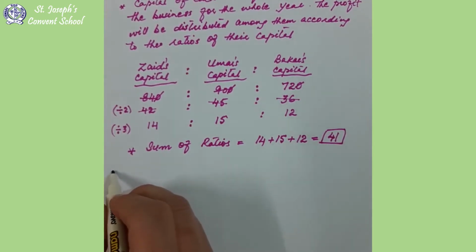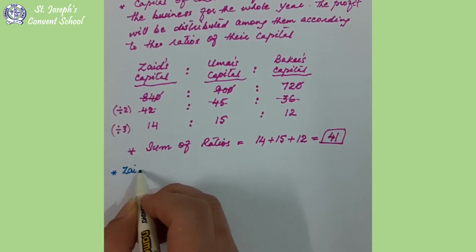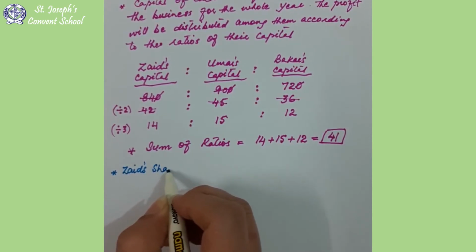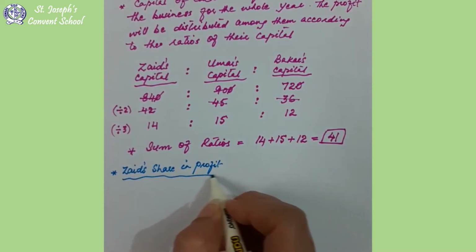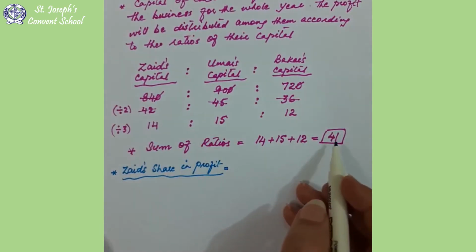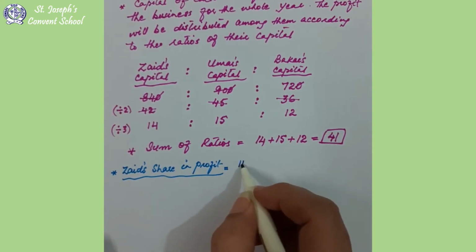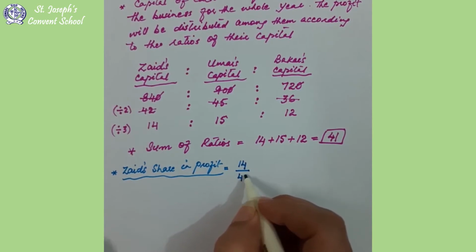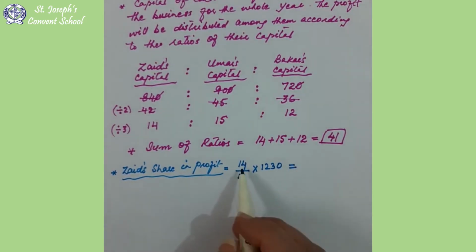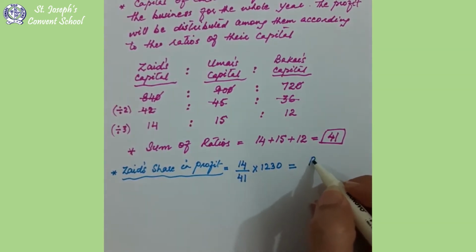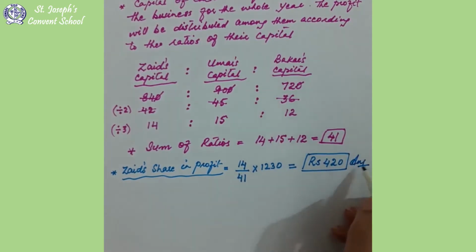Let's find Zaid's share in the profit. First person's share. How do you find the share? 14 divided by 41 into profit. 14 divided by 41 into profit, which is 1230. You can use a calculator. 14 multiplied by 1230 divided by 41. With the calculator you will solve it. The answer will come rupees 420. So this is Zaid's share. Zaid will get rupees 420 according to his capital.